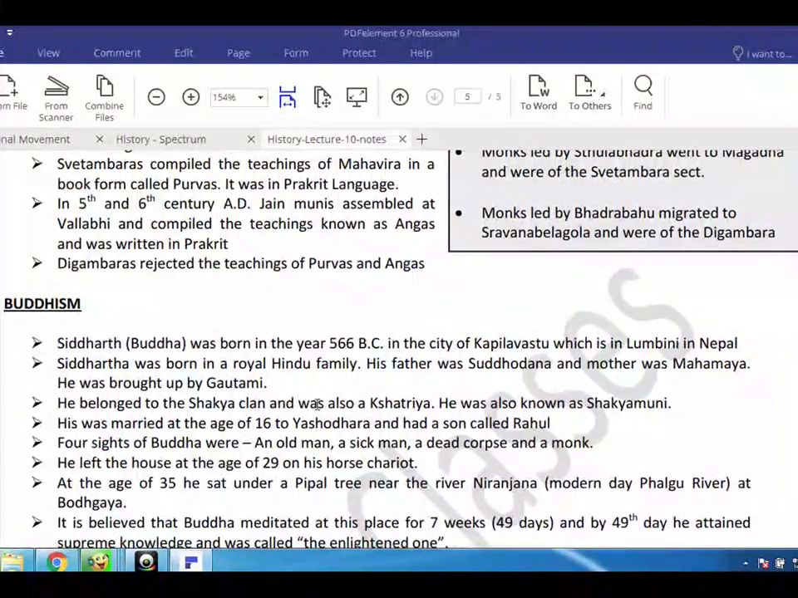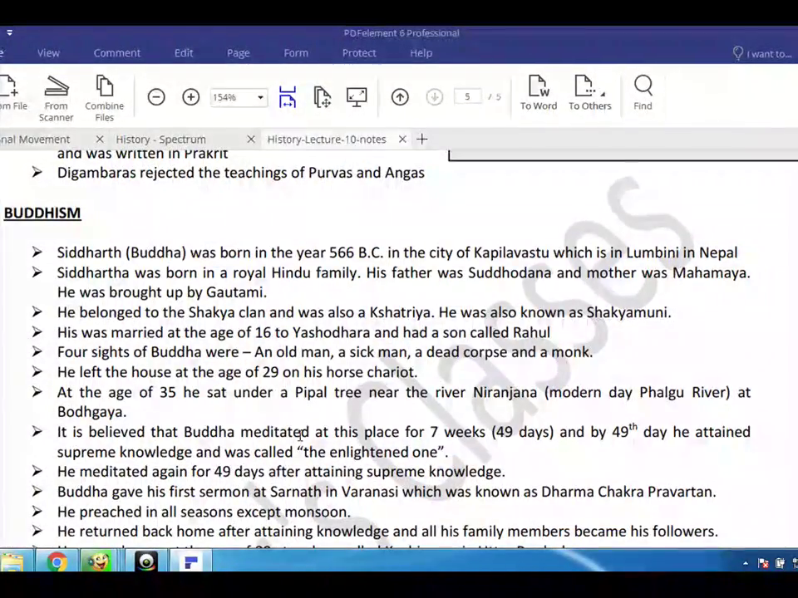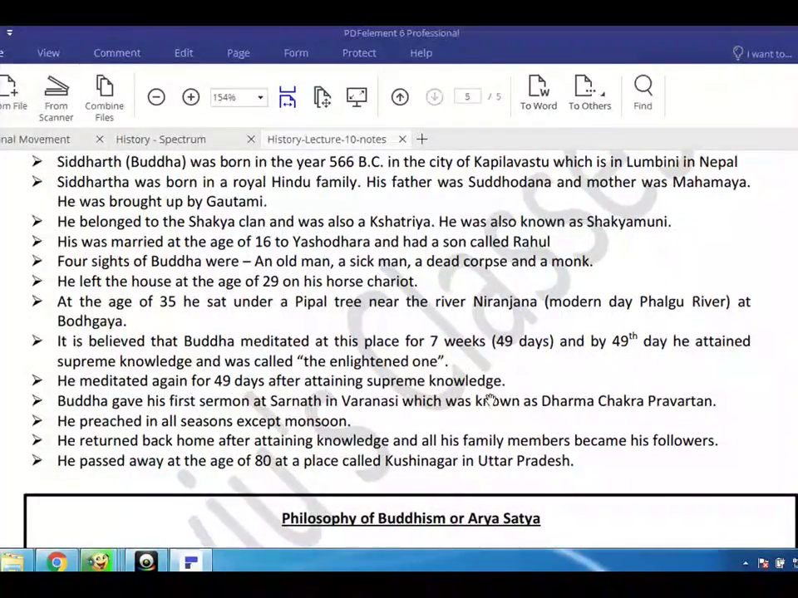He was married at the age of 16 to Yashodhara and had a son called Rahul. The four sights of Buddha were an old man, a sick man, a dead corpse and a monk. He left the house at the age of 29 on his horse chariot. At the age of 35 he sat under a peepal tree near the river Niranjana, modern-day Falgu River at Bodh Gaya. It is believed that Buddha meditated at this place for 7 weeks, 49 days, and by the 49th day he attained supreme knowledge and was called the Enlightened One.